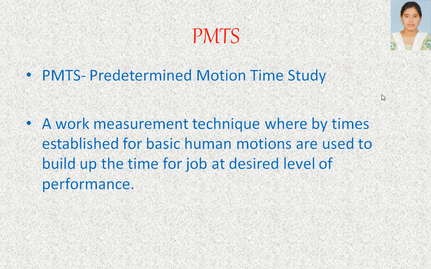Standard data can be prepared in the form of tables. These tables give time values for fundamental motions, and they are used in industry to determine the standard time for a new job. So, by using this PMTS method, for small and minute movements, the standard data can be found and given in the form of standard tables. With these tables, we can easily find out that for such and such an operation the standard time is this much.